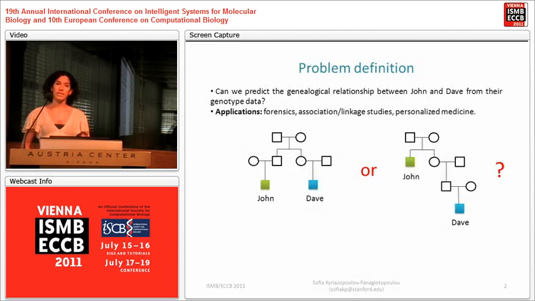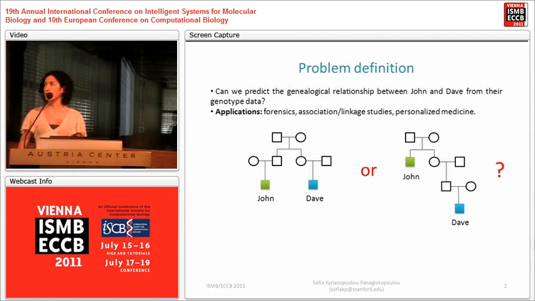So I will motivate the question we are trying to answer with this toy example, which I will be using throughout the talk. Assume that we have genotypes of John and Dave in a set of genomic locations, and we want to use this information to infer the relationship between them. For example, we want to decide whether John and Dave are first cousins or whether John is the great uncle of Dave. There are several settings where similar questions arise.